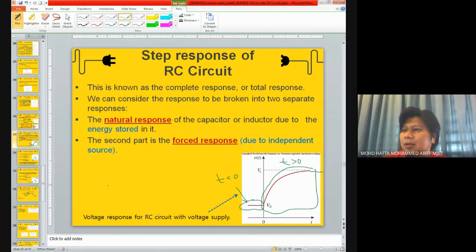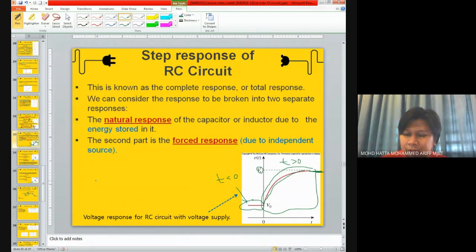And this kind of voltage response can be called the natural response of the capacitor, or maybe inductor later on. We will see on it, due to the energy stored in it. Okay, and the second part is the forced response. Second part means that the natural response is basically around this area, the transient part, and the one that you see on the steady state portion here is called the forced response. It's due to the independent source. You see that the independent source here is V of s, and this part is considered as your forced response.